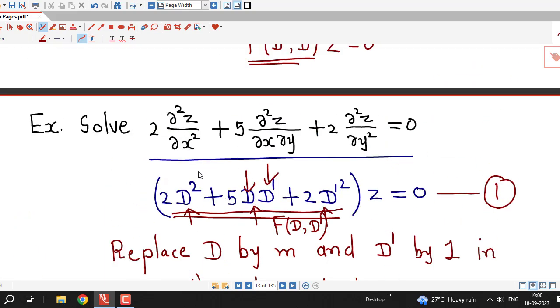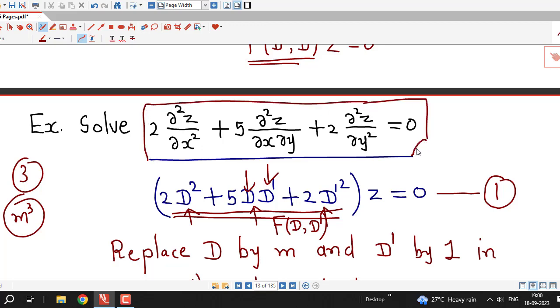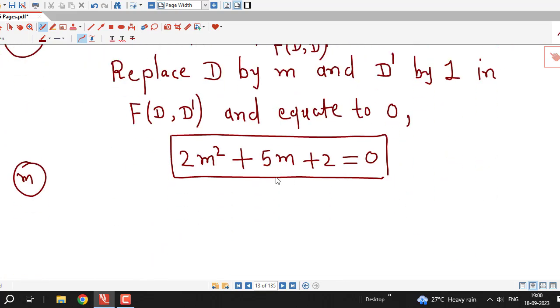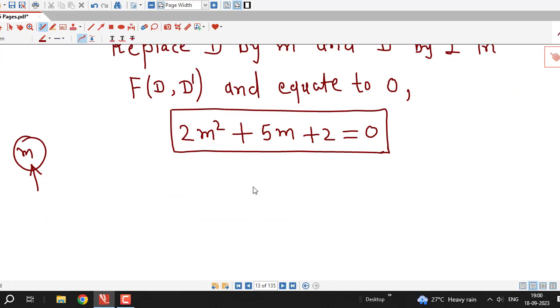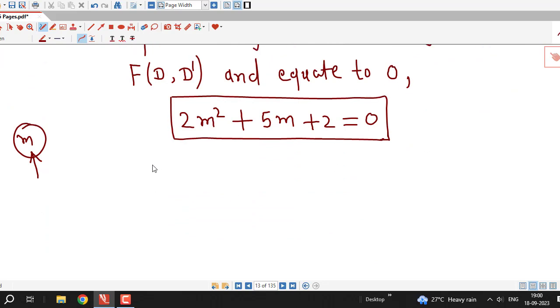Suppose our partial differential equation is of order 3, then we will obtain third degree polynomial in variable m. In general, if we have nth order linear partial differential equation with constant coefficients, then we will obtain polynomial of degree n in variable m. And we know that if we have second degree polynomial, we have two roots or two values of this small m satisfying this equation. So first step is to write down the auxiliary equation and then solve that auxiliary equation.